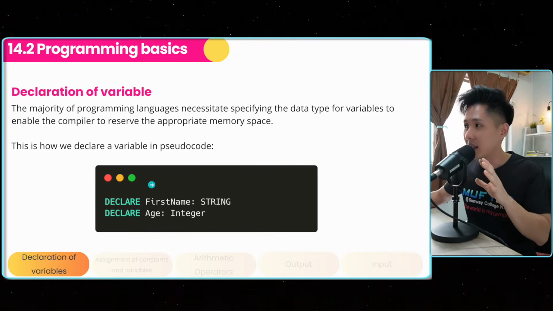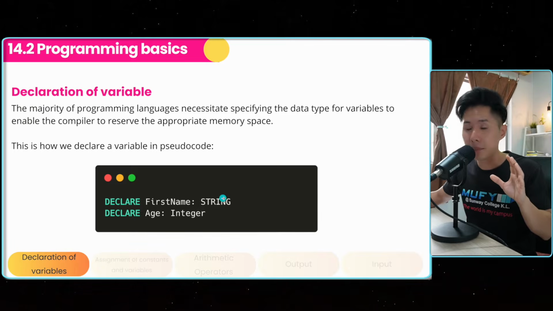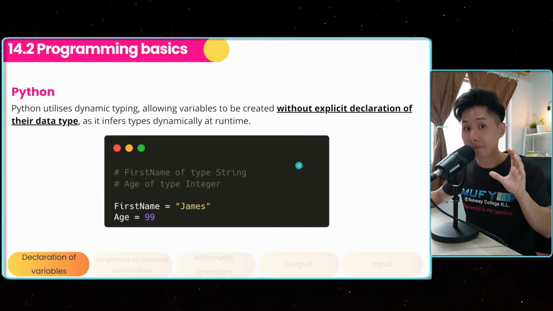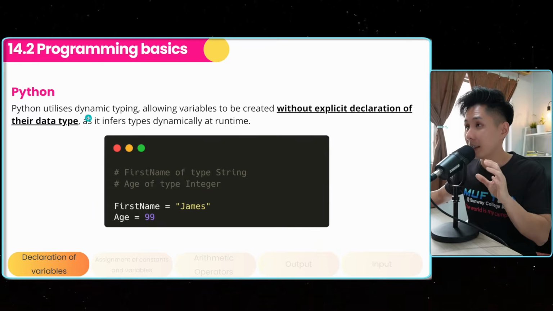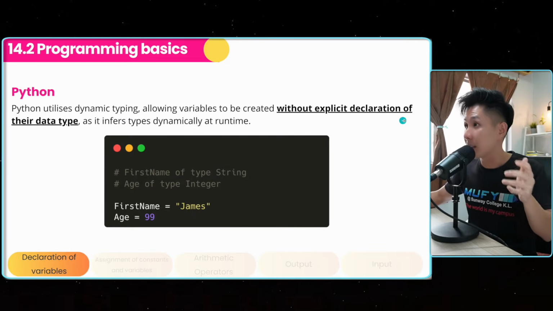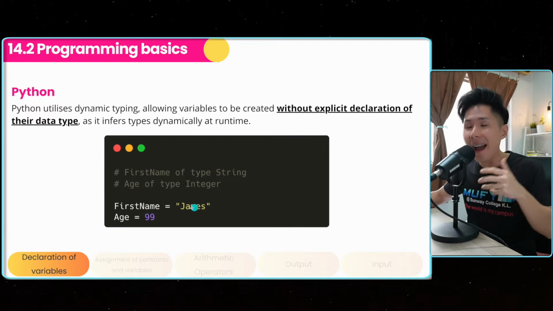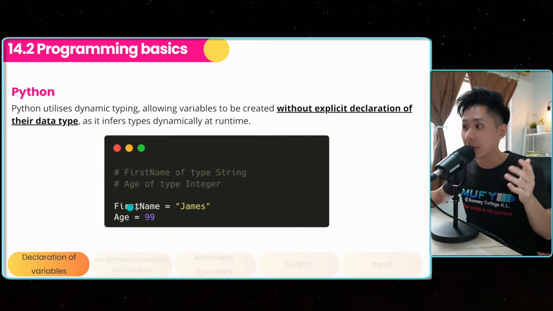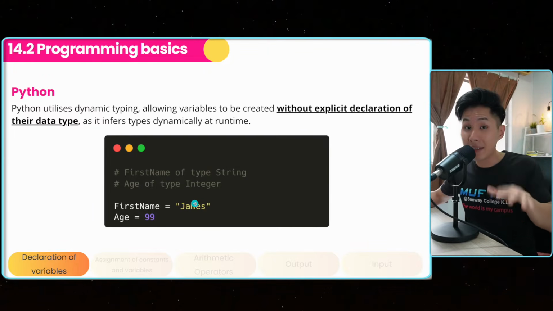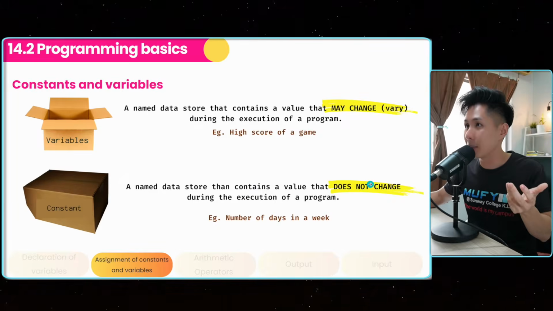This is how we declare a variable in pseudocode. Declare keyword, the identifier with the data type. But in Python, we do not need to declare the variable because Python utilizes dynamic typing, which means it allows variables to be created without explicit declaration of their data type. For example, when I declare these two variables in Python, I do not need to say, oh, first name is a string, because based on the value I put in, Python will interpret this variable as a string variable. So that's one benefit of Python.